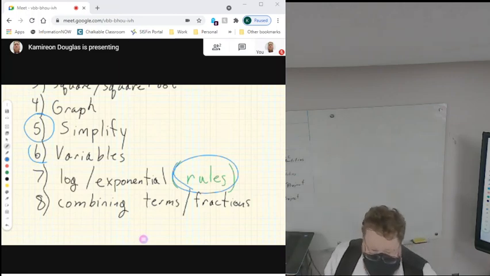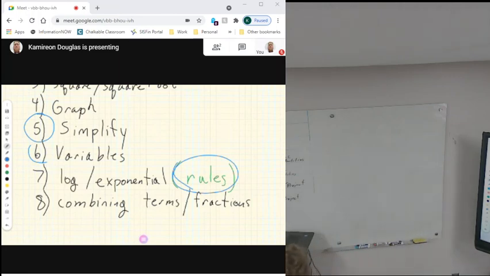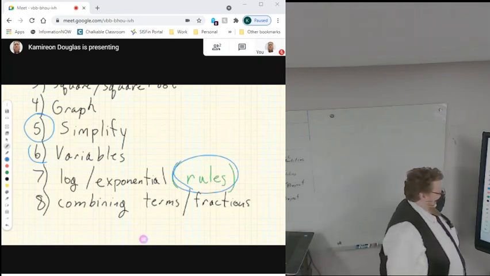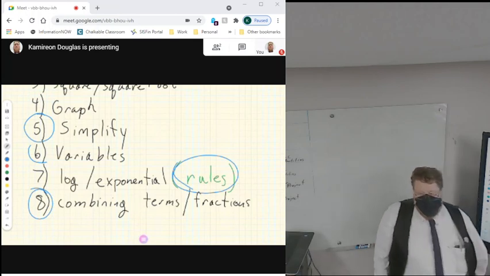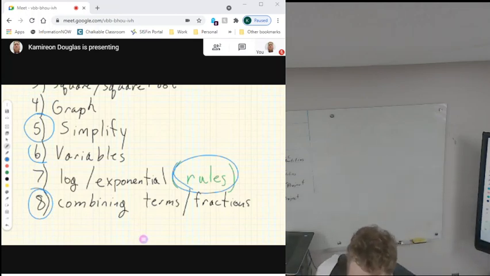Now, lucky for us, we don't deal with logs and exponentials in this class, so know that they exist. For us, we don't really do them. Combining like terms and combining fractions, that can be done to one side, and therefore will be good for us to talk about. So we're going to try to figure out the other side.